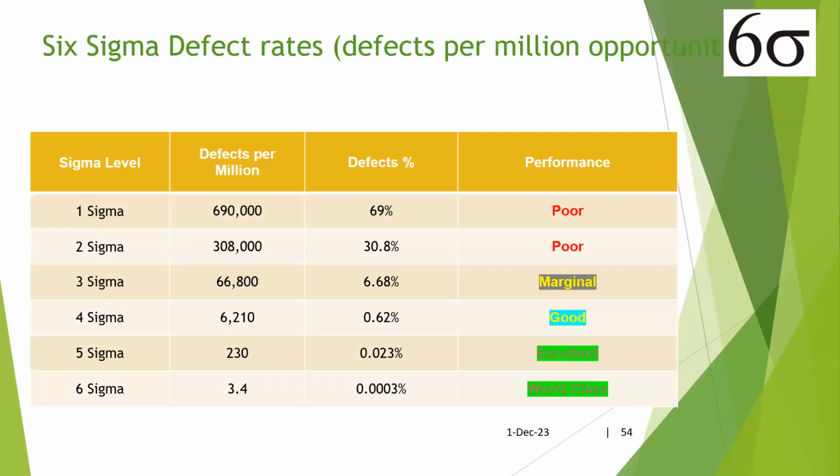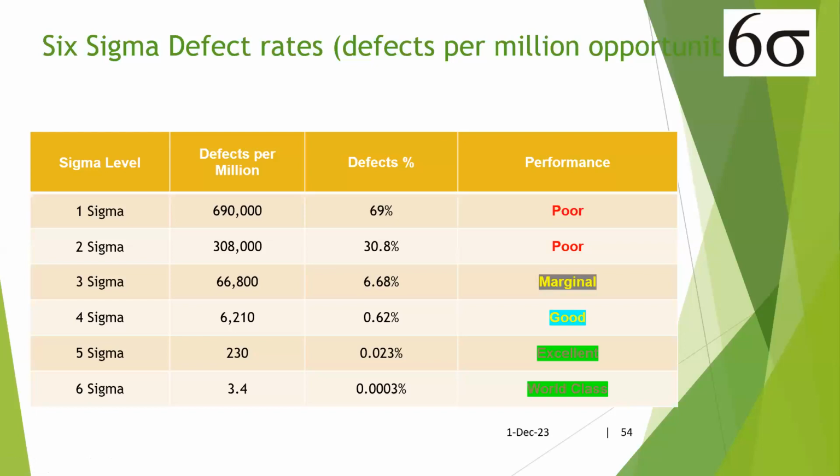Now, seeing the scale, the sigma levels, defects per million, defects in percentage, and how do you rate the performance? At a sigma level of 1, there are 690,000 defects per million, which is like 69%, and the performance is considered to be poor. At 2 sigma, we are at 308,000 defects per million, 30.8% defects. It continues to be poor. At 3 sigma, we come to 66,800 defects per million opportunities, which is 6.68% defects. And this is marginal. So at 3 sigma, if we achieve, it is just about marginal performance.